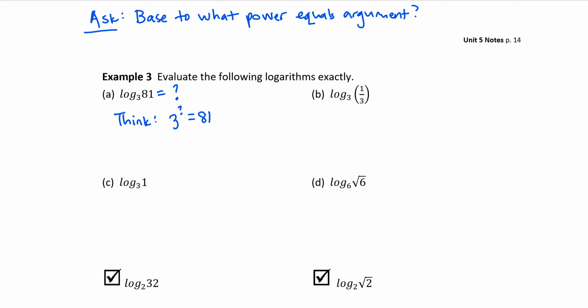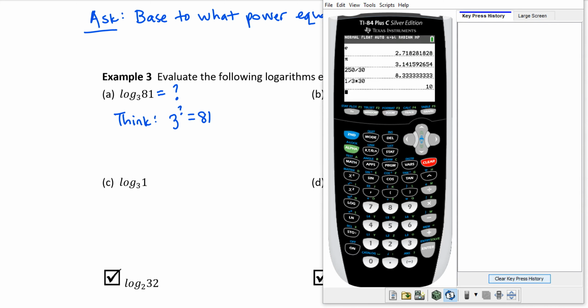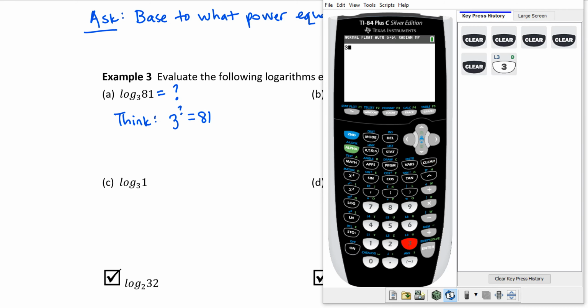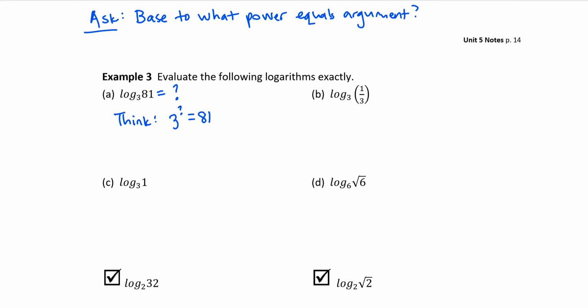Now, if you're unfamiliar with the powers, you can certainly experiment with that with your calculator. You can just try out several powers of 3. 3 squared, I'm sure you're familiar, that one is 9. 3 to the 3rd power is 27. 3 to the 4th power, that's the one that gives us 81. So we know 3 to the 4th power equals 81.